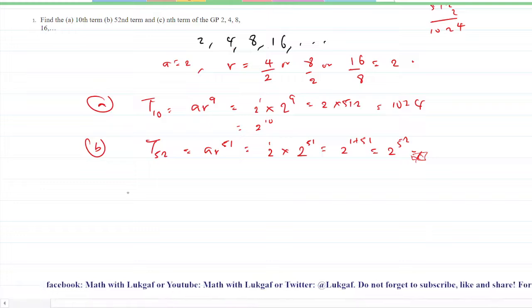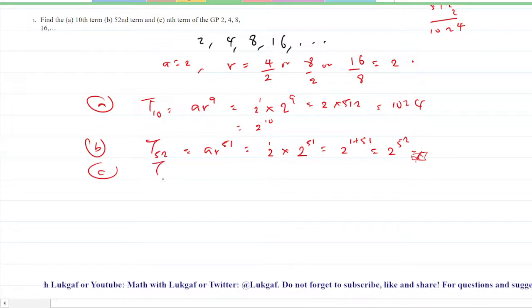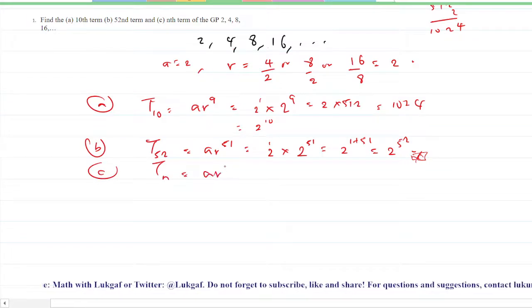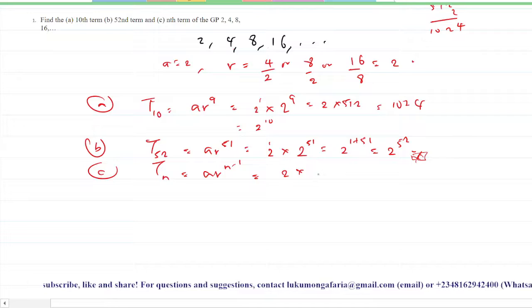So our last question, we have to find Tn. Don't forget Tn is ARn minus 1, right? And your A is 2 multiplied by, what is your R again? 2 to the n minus 1. You understand now?